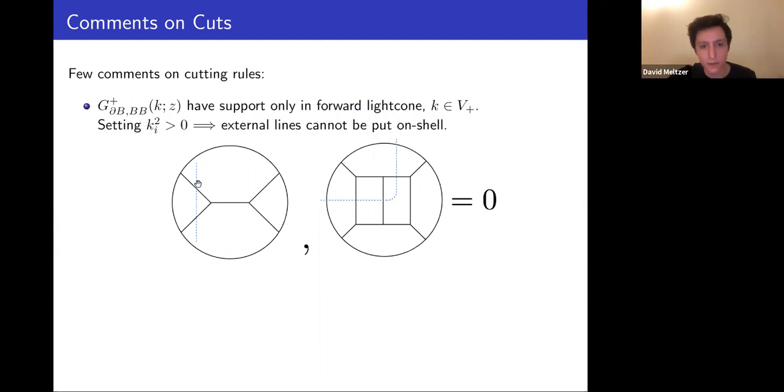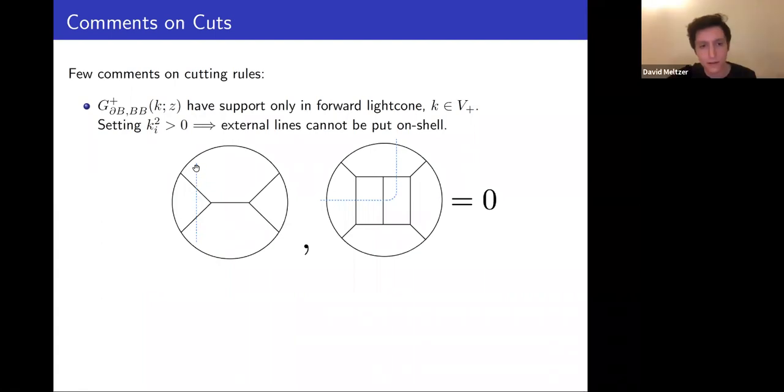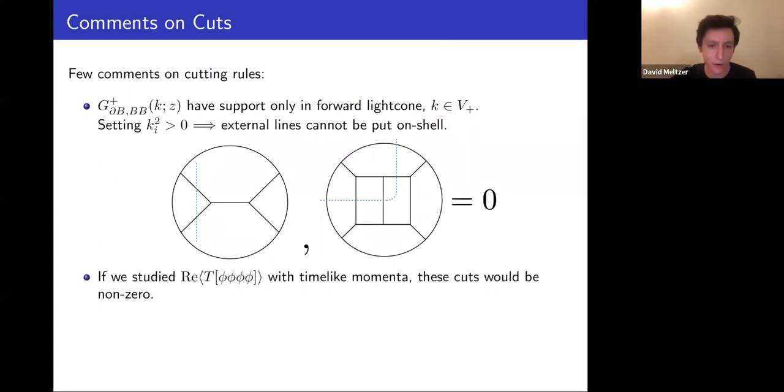So this cut vanishes because my external momenta are space-like, and so this on-shell propagator just vanishes automatically. This cut vanishes too: energy flows through my cut, but the source here, again, has space-like momenta. So this is the 1 to 3 cut, which I discussed earlier, which we're projecting out. On the other hand, if we study the real piece of the time-ordered correlator with general time-like momenta, these cuts would be non-zero, and we would have to calculate them.